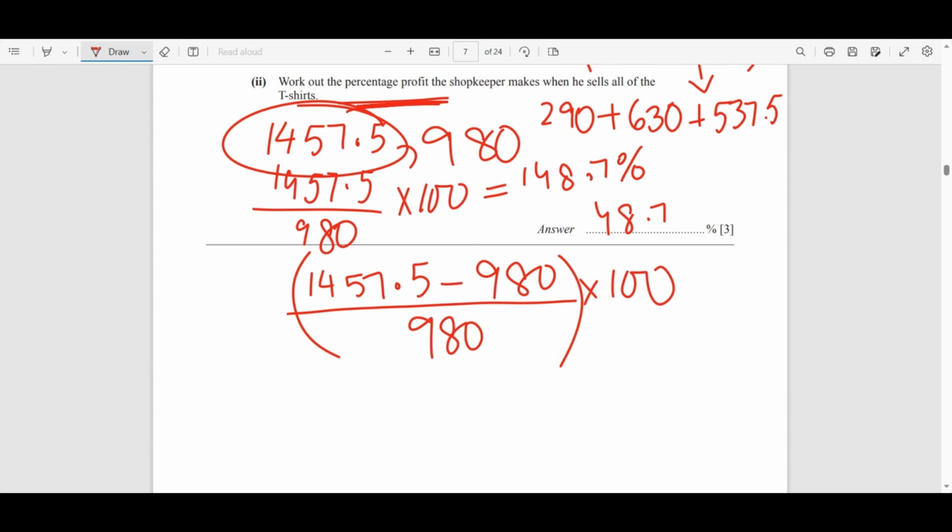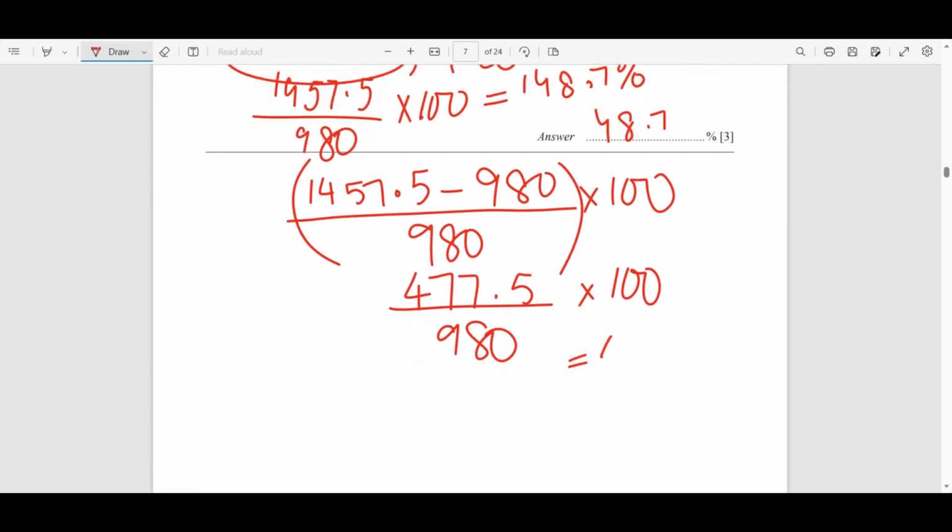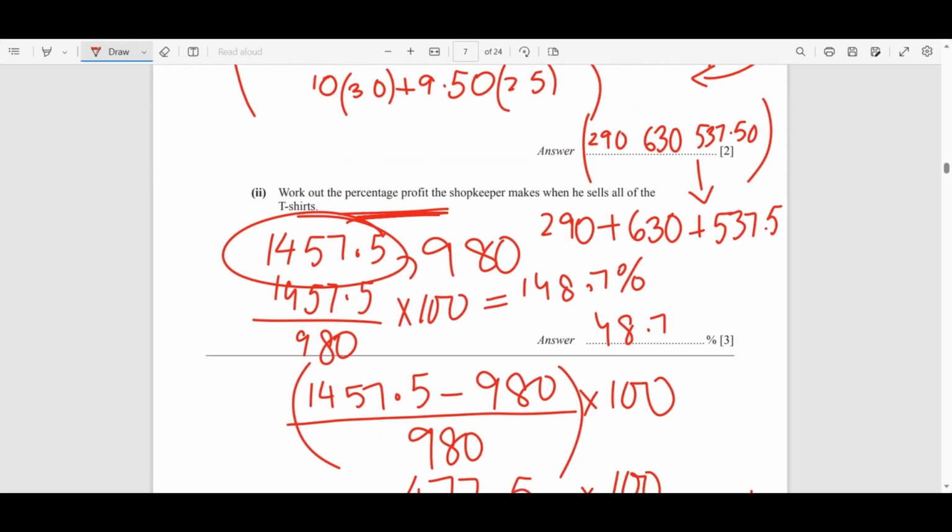So 1457.5 minus 980. So this is actually the amount you are earning out of 980, right? So here goes 48.7. This will give you your answer straight away. There are two methods, whichever you want, you can opt for it. And if we look at the marking scheme, both of the methods are considered to be right, because at the end you are getting the same answer, 48.7, so it's fine.